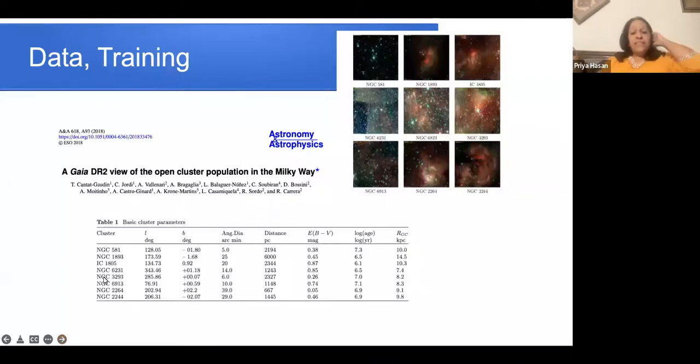So this is our sample, and the training set was taken from the Cantat-Gaudin table, and these are the 9 clusters which we used. You can see there's a range of age as well as galactocentric distance in our sample.